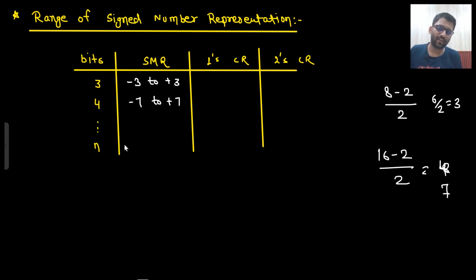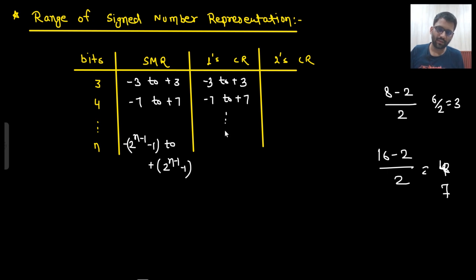What about n? Minus 2 to the power n minus 1 minus 1 to plus 2 to the power n minus 1 minus 1. 1's complement representation, same. The range is same, right? The range is same.